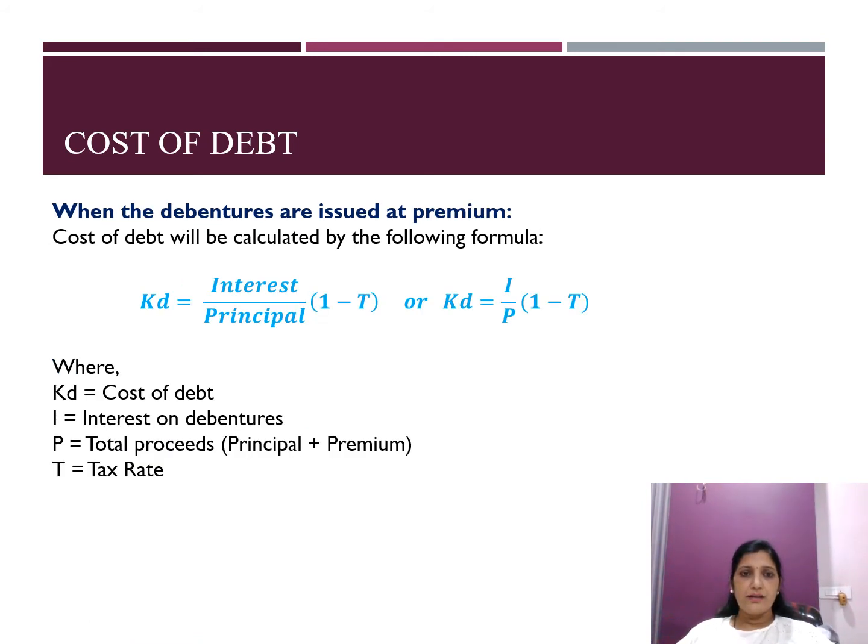When the debentures are issued at premium, the following formula will be applicable: interest divided by principal into 1 minus T, I by P into 1 minus T. Here KD is again the cost of debt, I is the interest, P is the total proceeds, which is principal plus premium. There it was minus discount, here it is plus premium. T is the tax rate.